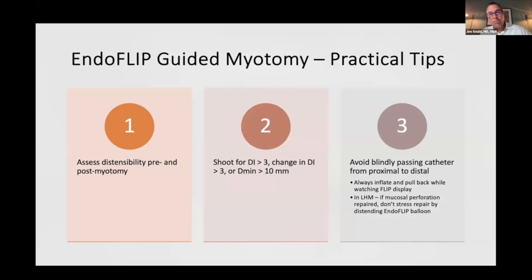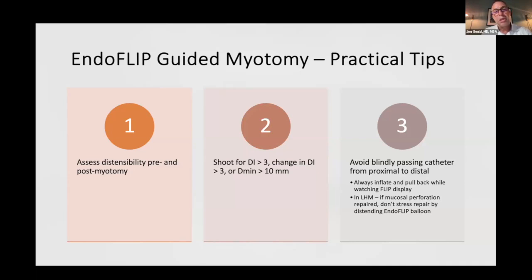And I wanted to wrap up the didactic portion of what I was going to talk about by just talking about Endoflip-guided myotomy from a practical perspective. How do I use it? What are my tips? Well, I like to assess the distensibility pre and post myotomy, as I was talking about. You'll see really low numbers, and as I shared earlier, there is some good data to show that the change in distensibility as well as the absolute distensibility index are correlated with outcomes.